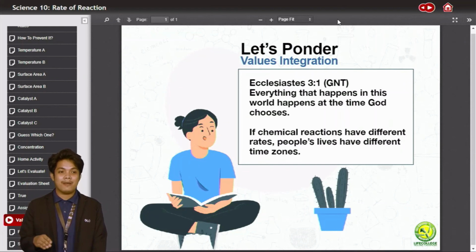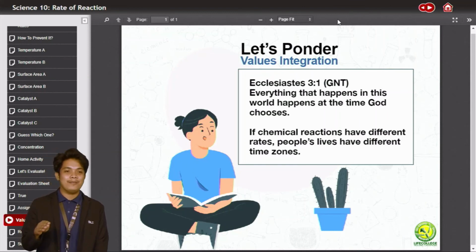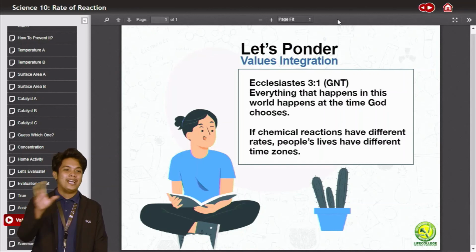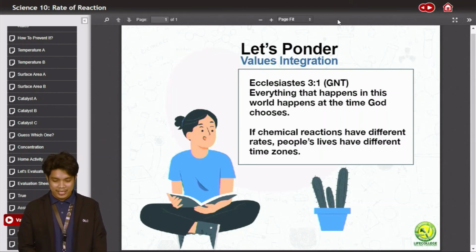That's why chemical reactions have different rates, because everything in this world happens as time God chooses. And you will know the importance of it when you do the assignment, the world when all chemical reactions have the same rate.